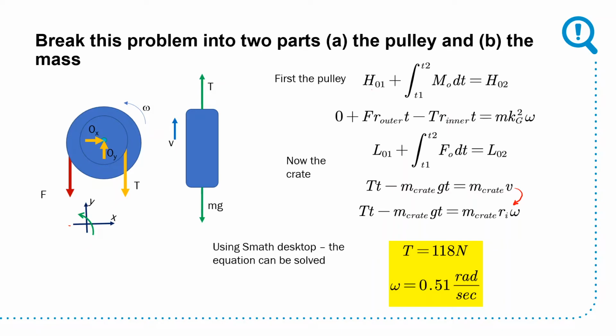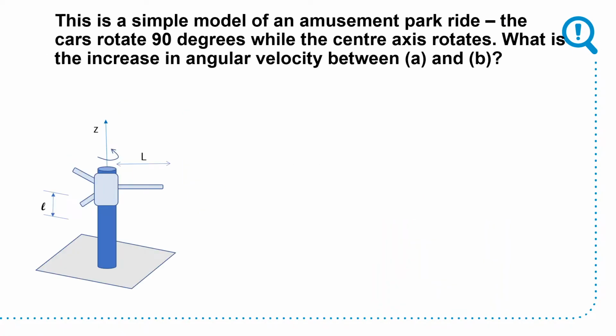You have 118 newtons and 0.51 rads per second. I used SMath Desktop for this solution. I could have done it any number of different ways. It's just there's not much once you write out the terms.